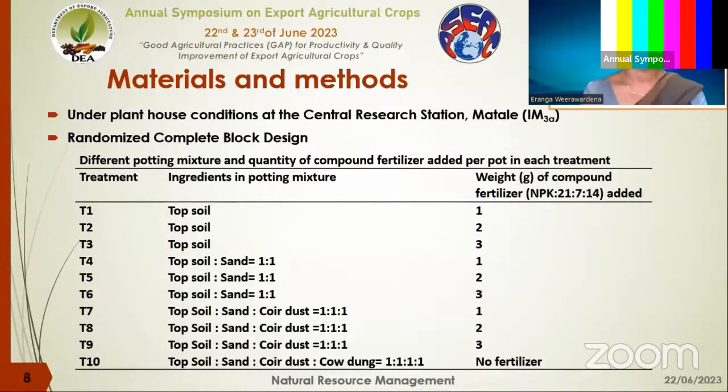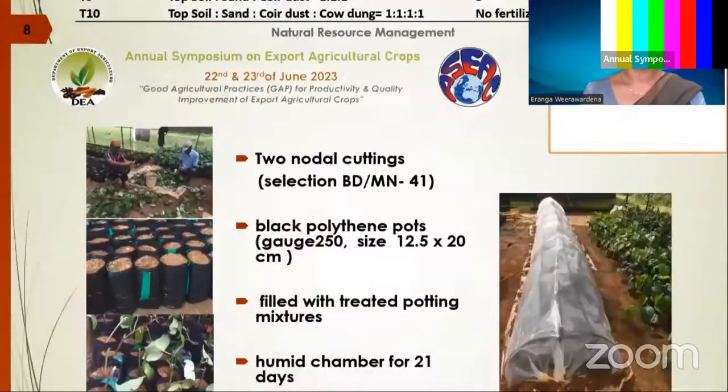This experiment was conducted at Central Research Station Matale under plant house conditions. Design was RCBD. There were 10 treatments. T10 was the recommended potting mixture. Three potting media were used: one is topsoil alone, topsoil and sand in equal parts, and equal parts of topsoil, sand, and coir dust. And each medium was treated with 1 or 2 or 3 grams of the selected fertilizer.